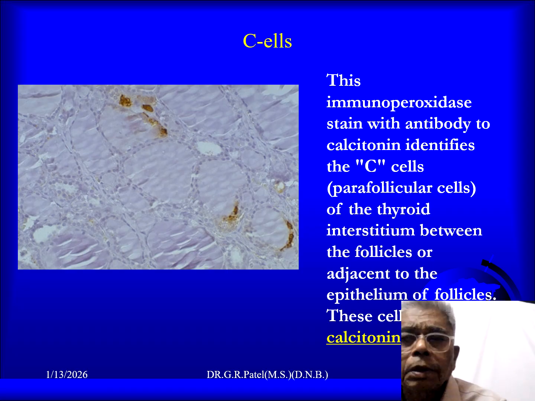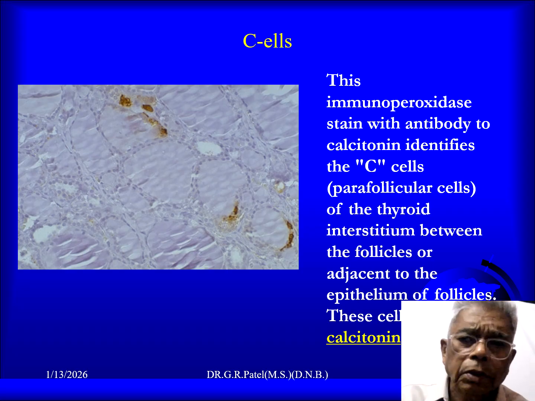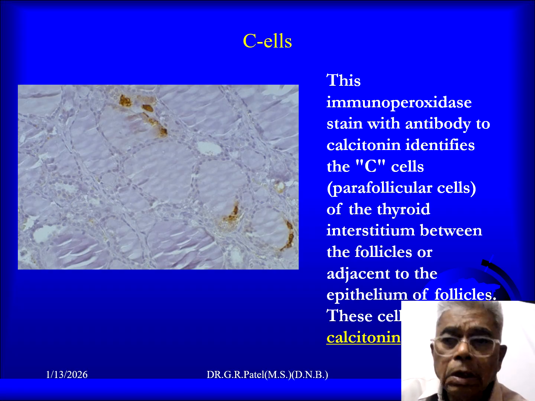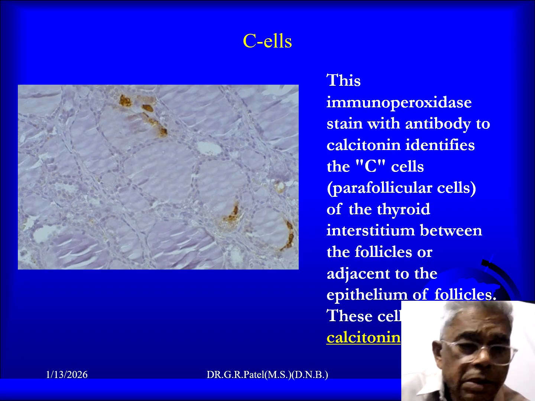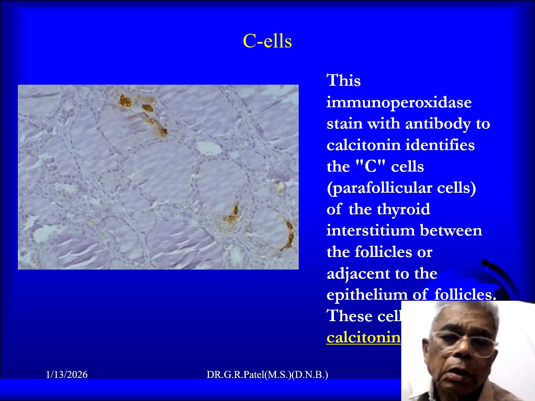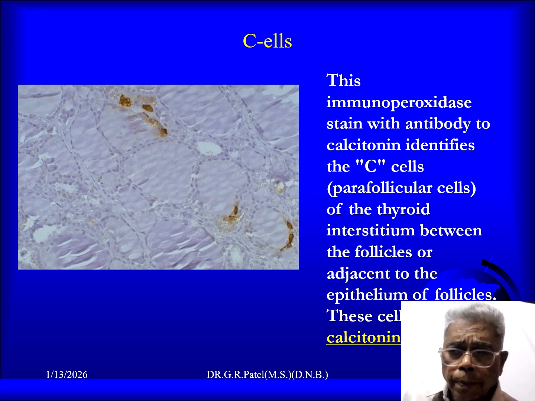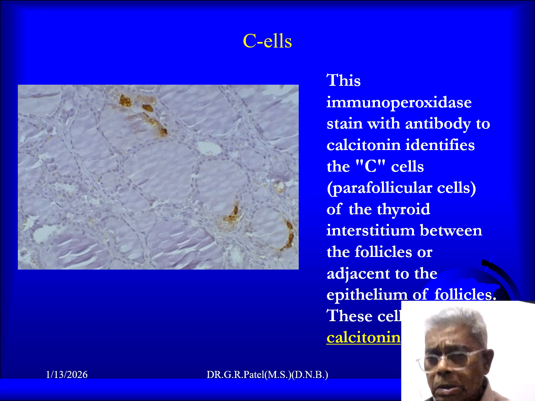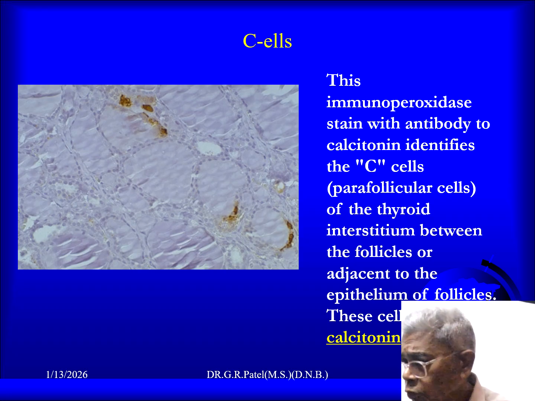C cells. The immunoperoxidase stain with antibody to calcitonin identifies the C cells, parafollicular cells of the thyroid interstitium between the follicles or adjacent to the epithelium of follicles. These cells produce calcitonin, which is a tumor marker for thyroid.